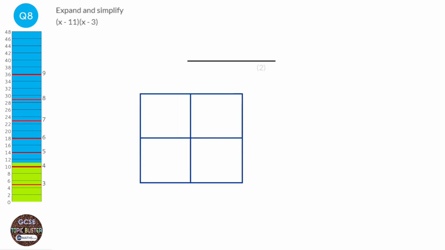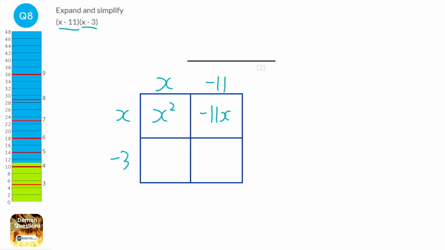So we're going to start by doing a multiplication grid. And we're multiplying the x minus 11, so x and minus 11, by the x minus 3, so x and then minus 3. So x times x is x squared, x times minus 11 is minus 11x, x times minus 3 is minus 3x, and minus 3 times minus 11 is positive 33, because 2 minuses make a plus.